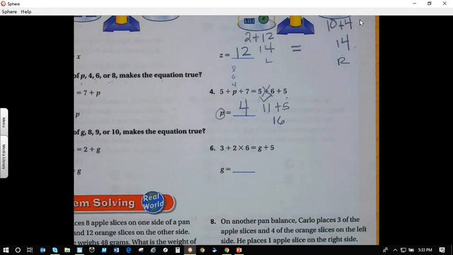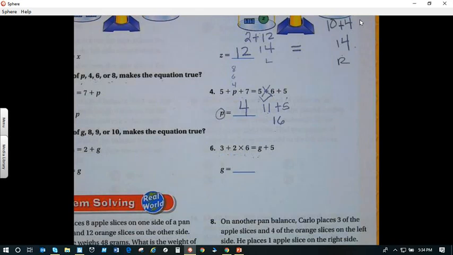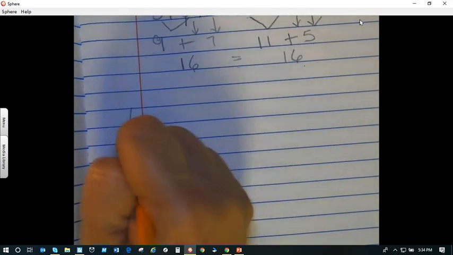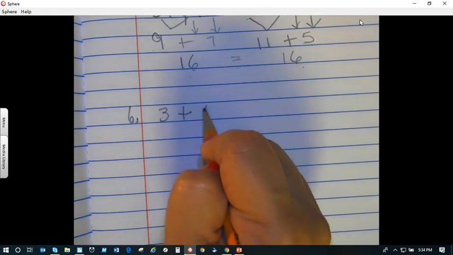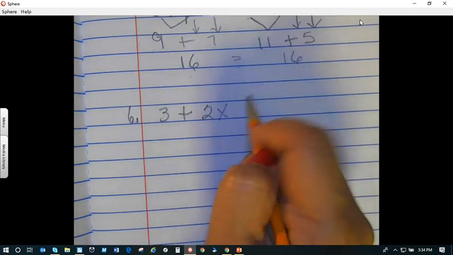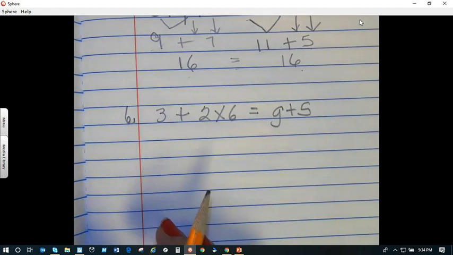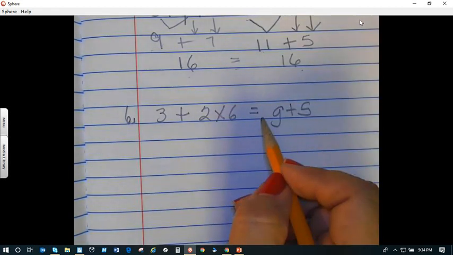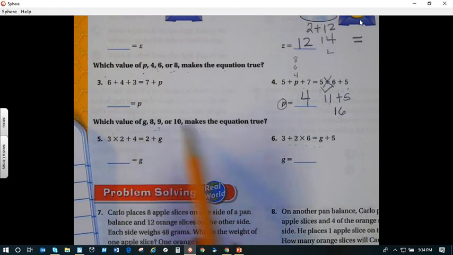Go to number 6. G plus 2 times 6 equals G plus 5. Actually, it's 3 plus 2 times 6 equals G plus 5. So I'm going to write that over here for my number 6, and then write that equation: 3 plus 2 times 6 equals G plus 5. I'm needing to find G. On this one, I'm going to be using these numbers. It says which value of G, is it 8, 9, or 10, makes this equation true.